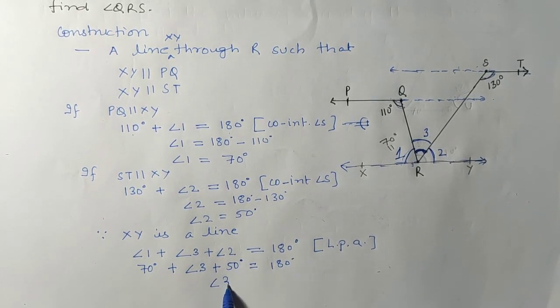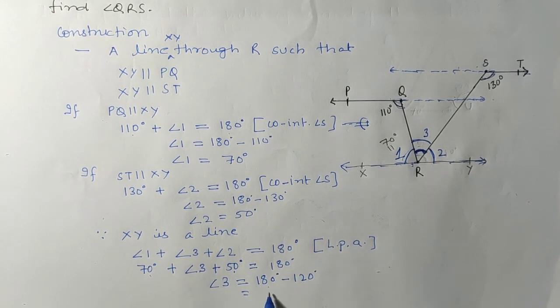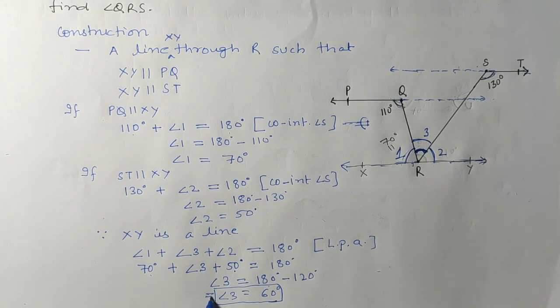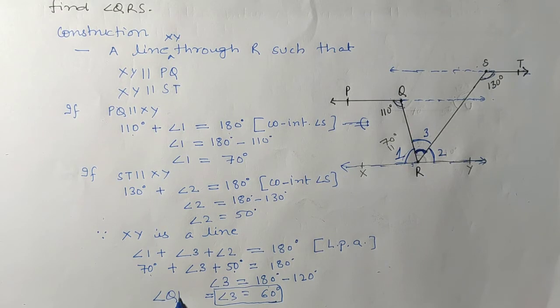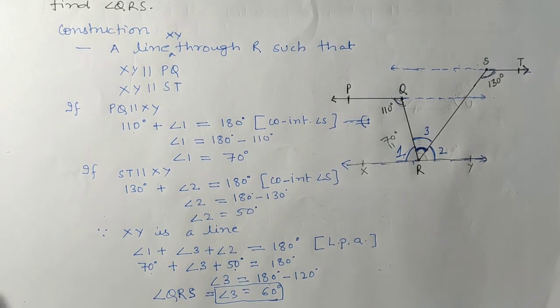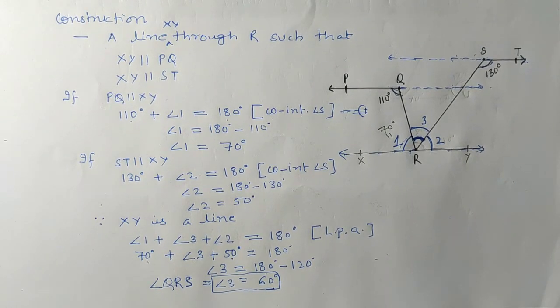So what is the value of angle 3? These two angles, 70 plus 50, that is 120. So this 120 will be shifted to the right hand side, so it will be 180 minus 120, that is 60 degree. So angle 3 is equal to 60 degree, and angle 3 is the angle that you have to find out, that is angle QRS. Okay students, so like this we can find the angle QRS. This is one method that we can prove like this.